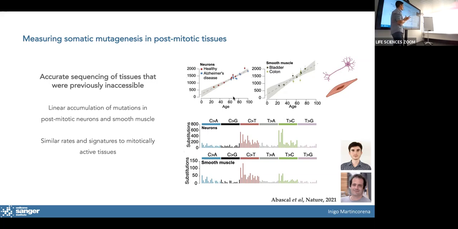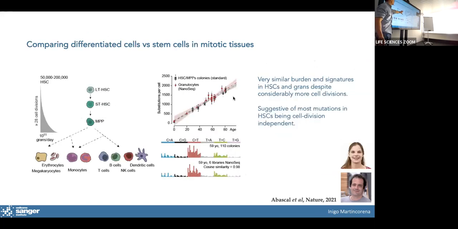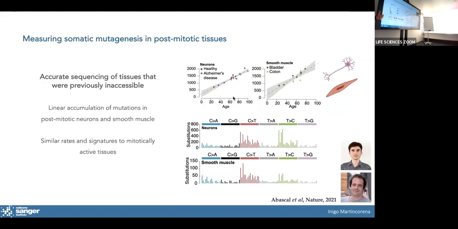very similar to the number of mutations in smooth muscle, which is also highly non-dividing, but also very similar to the number of mutations in hematopoietic stem cells, and in fact, very similar to the number of mutations in esophagus or skin, where the stem cells divide every few days. So really, we think that this suggests that cell division is not a major driver of somatic mutagenesis in normal tissues. And we think it must be DNA damage and constant DNA repair, sometimes inaccurate repair, that is causing the accumulation of mutations.